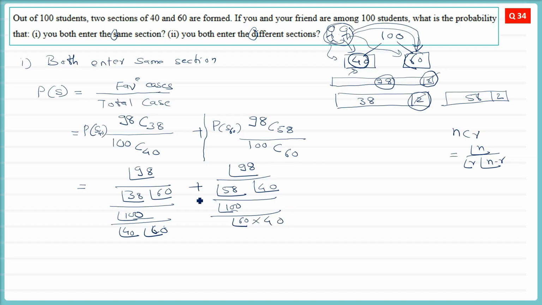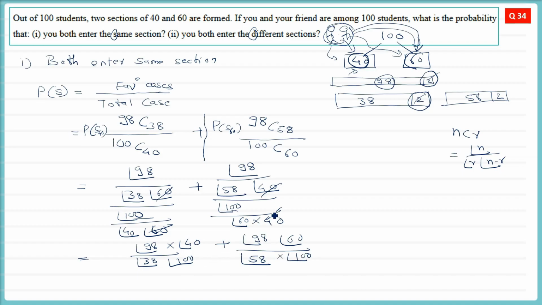Factorial 40 is factorial 40. I've written 40, so just correct it. So we have factorial 98. Factorial 40 goes up, factorial 38 and factorial 100 remain in the denominator. How about the second term? Factorial 40 goes, factorial 60 goes up, factorial 98 is already upstairs, factorial 58 is already below, and 100 also follows factorial 58.